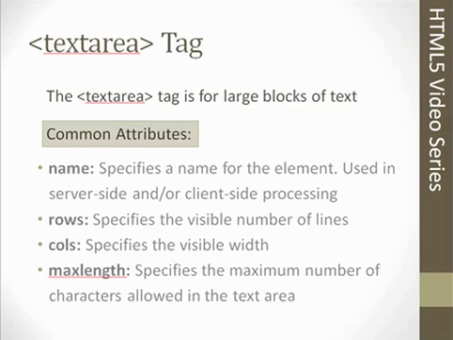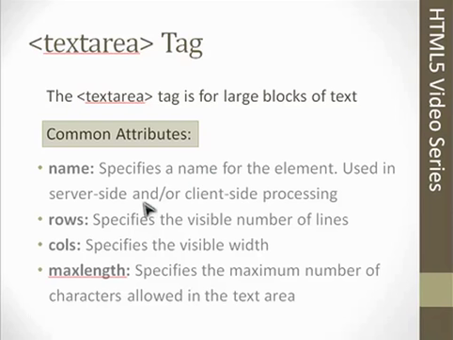Text area is another one, and a text area tag is used for a large block of text. This would be maybe a comments field or a message field on a contact form, which I'll be showing you in the project for this section. And the text area tag takes the name attribute just like the input and pretty much the rest of the input type tags.